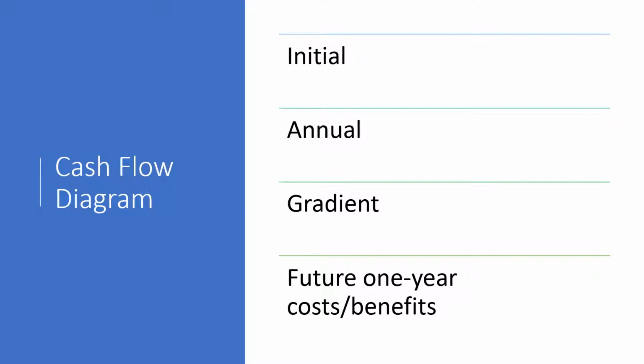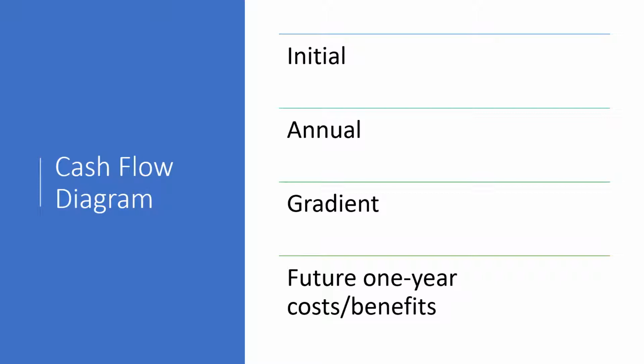Okay, so there's four types of cash flows that are typically shown in cash flow diagrams. You may have an initial expense, usually an expense. That might be for design and construction. You have annual, and usually this is a uniform annual series. So you'll have the same amount over an extended period. Maybe the benefits are uniform over an extended period, so that might be represented using annual.